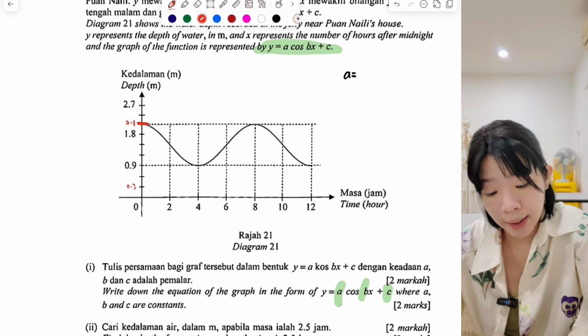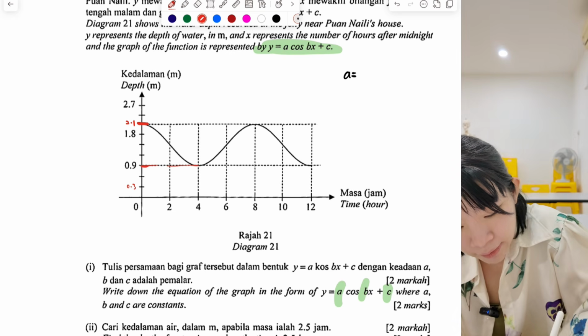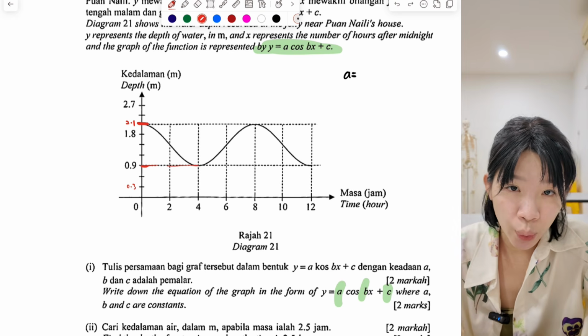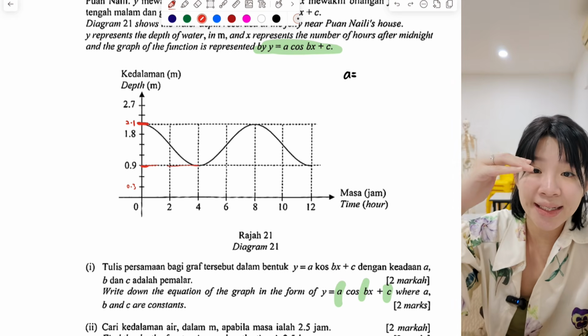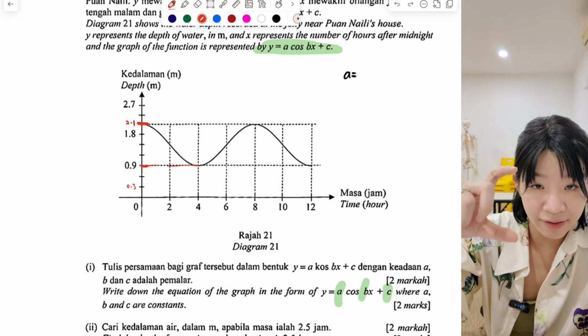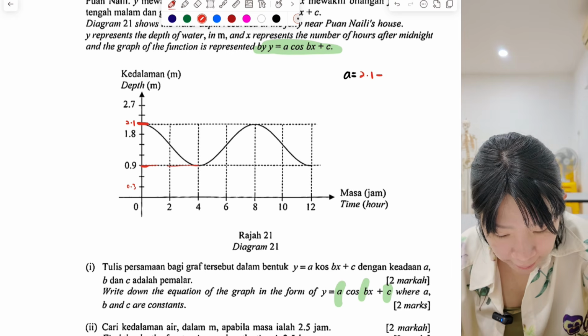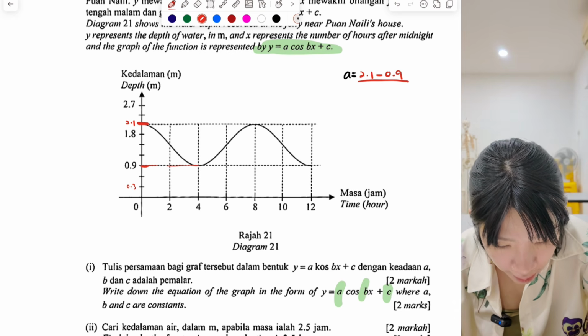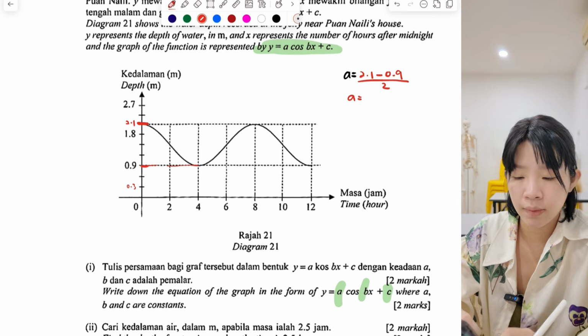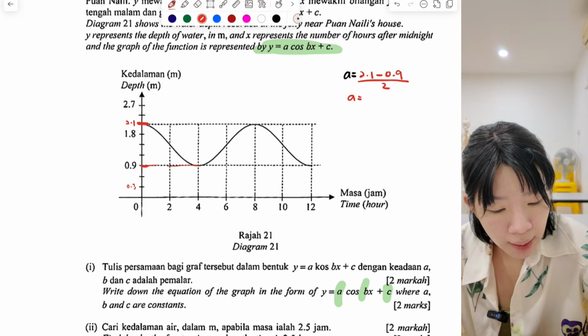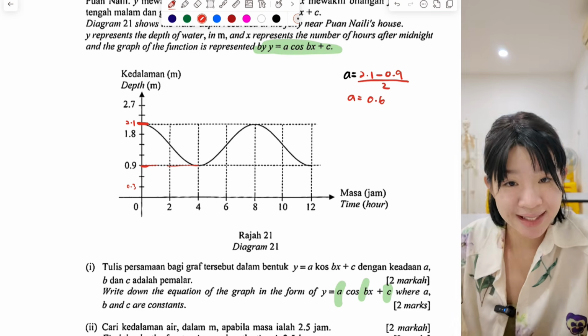The maximum is 2.1. How about the minimum? The minimum is 0.9. To find a, we always take the maximum minus the minimum to find the gap, then divide by 2. So 2.1 minus 0.9, then divide by 2. So the amplitude a is 0.6.